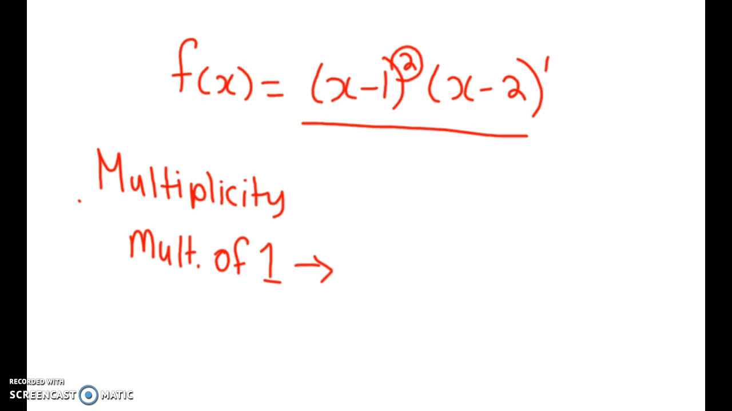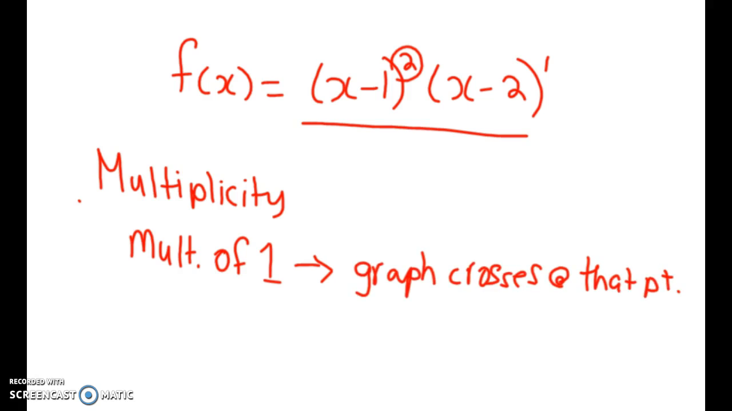So if you have a multiplicity of 1, your graph crosses at that point. In this case, your graph would just be going straight across where x is 2 in this situation.